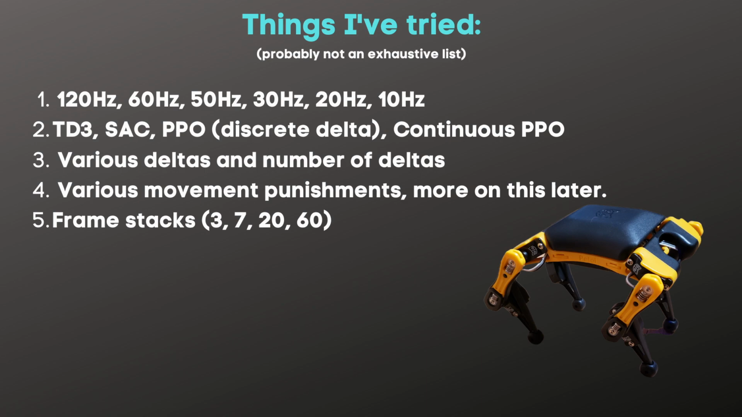I tried, because I ended up mostly going with discrete delta PPO, various deltas as well as numbers of deltas. So different delta numbers, but then also like maybe only 3 or 5 or 7 or 9 and so on. And then also various movement punishments, more on that in a little bit. And then also frame stacks. So again, the historical observations coming through for the current observation. I tried 3, 7, 20, and 60, for example.